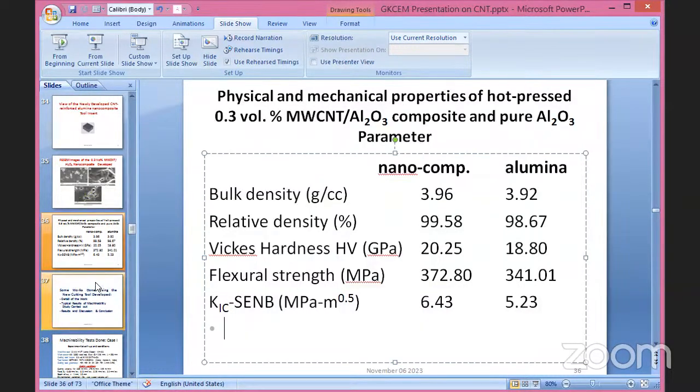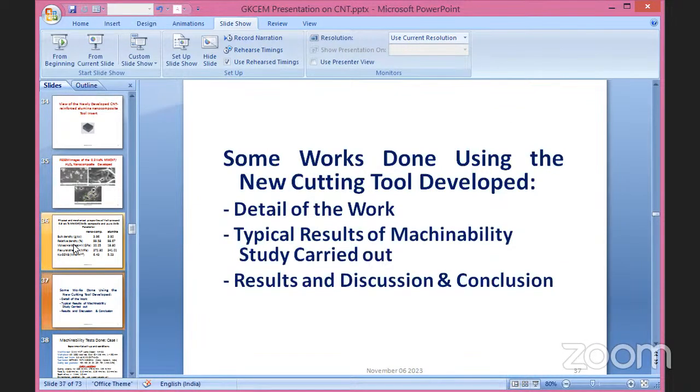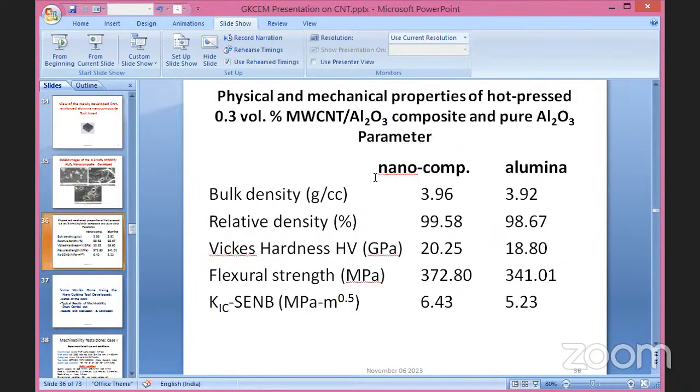Also, you can see another property here. Oh, that is not shown. So conductivity also is improved in this particular case. That figure is not shown here. Anyway, I have missed to include that slide. So conductivity is also improved of this nanocomposite than that of simple alumina.